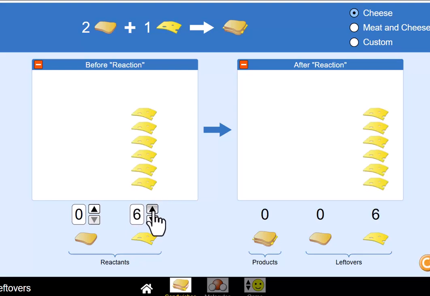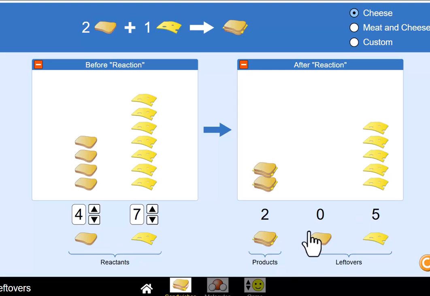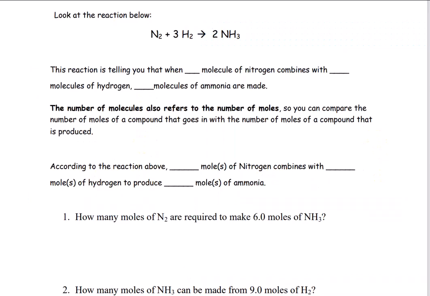Or if I had a lot of cheese and only 2 slices of bread, I can only make 1 sandwich. Well, if I added more bread, I could make another sandwich. And if I had an odd number of bread, I could still only make 2 sandwiches. I would have bread and cheese left over in this case because I couldn't make a sandwich with only one piece of bread according to my equation. Let's see how this goes with reactions.